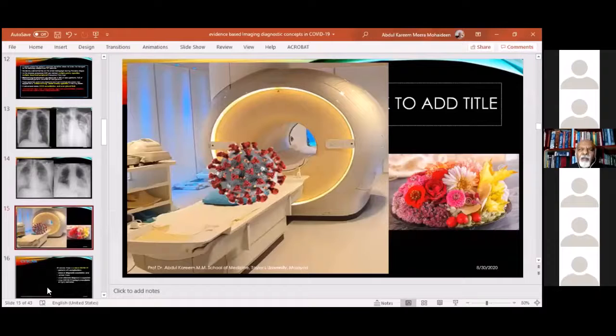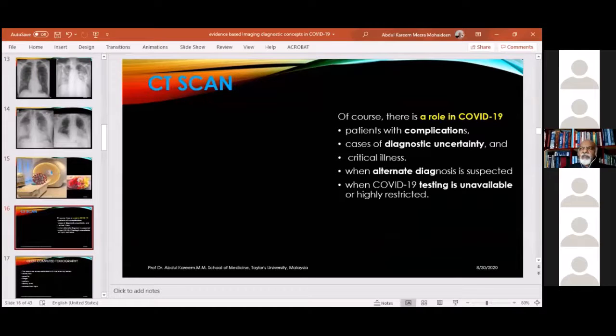So where does this CT come in? Well, if you are satisfied with the chest X-ray, should we go for CT scan? Yes, we give you a plate of flowers as a welcome tool for the CT scan in certain cases. Because we used to avoid CT scan in the initial stage because of radiation hazards. A lot of radiation we need, so we have to avoid CT scan until we really need it.